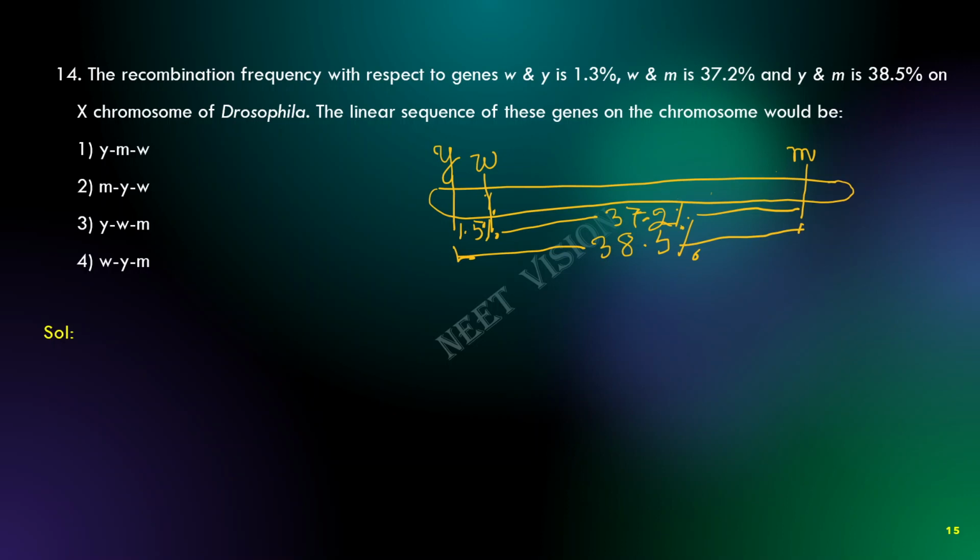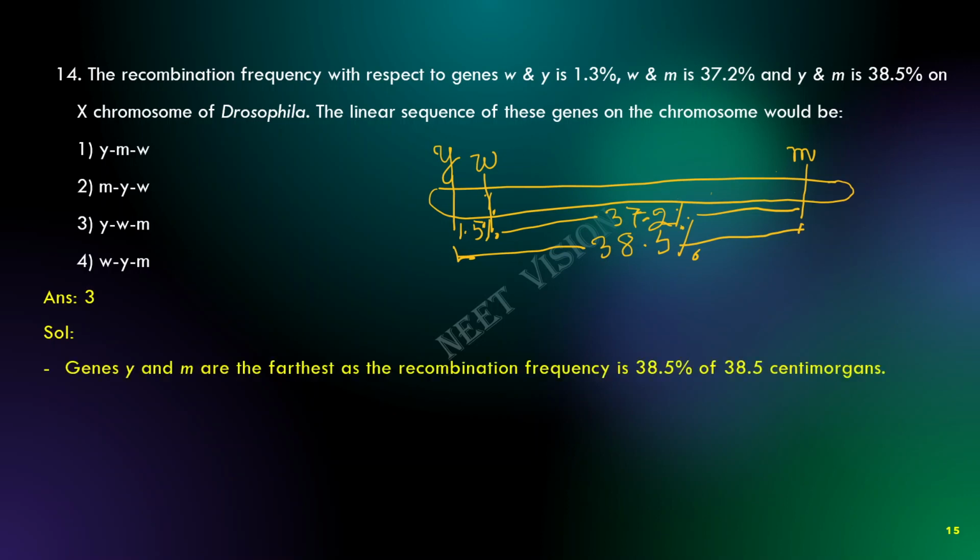Even the diagram will be clearly shown. Between Y and W it should be 1.3%; unfortunately 1.5 is written, but it is 1.3%. W and M is 37.2% and Y and M is 38.5%. So the sequence must be Y, W, M, or you can also say M, W, Y, but M, W, Y is not there here. Y, W, M is there. So the third option must be the correct one. Let us see the answer. The third one is correct. Here is the solution.